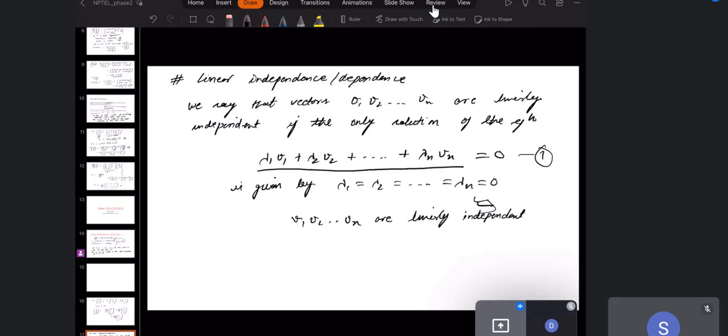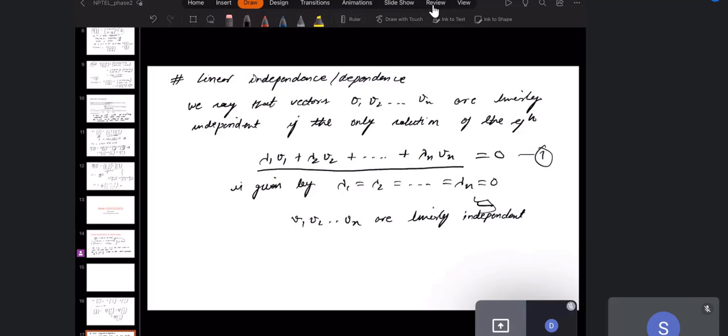One example of linearly independent vectors is the usual Cartesian coordinate system, where you have three coordinates x, y, z represented by i cap, j cap, k cap. They all form linearly independent vectors. In the same way, they are orthogonal to each other also.